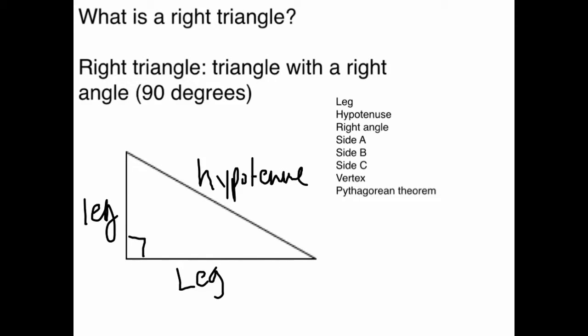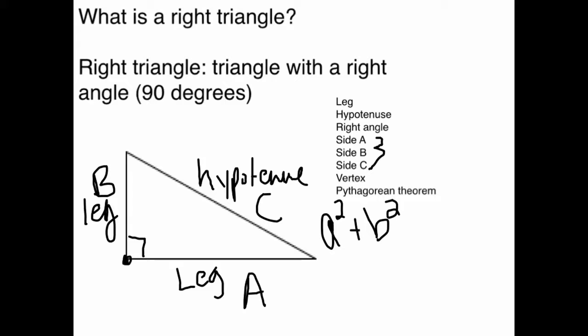This is a right angle. And then sides A, B, and C. These refer to the Pythagorean theorem. The legs are always sides A and B. The hypotenuse is always C. The vertex is right here where the two lines meet to form a right angle. And the Pythagorean theorem is A squared plus B squared equals C squared. Let's look into it more.